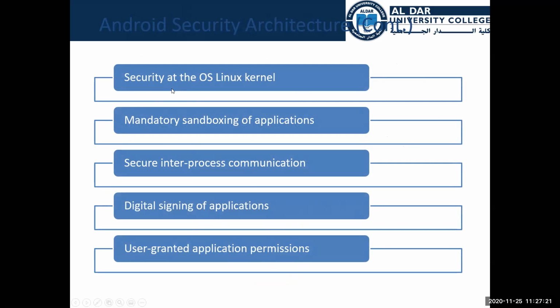This security can have these kinds of architectures. The security at the operating system Linux kernel is the deepest layer, the one layer that should be at the bottom, not at the top actually. This is the deepest one, because you know Android is built on Linux kernel. Android is an extension of the Linux operating system.